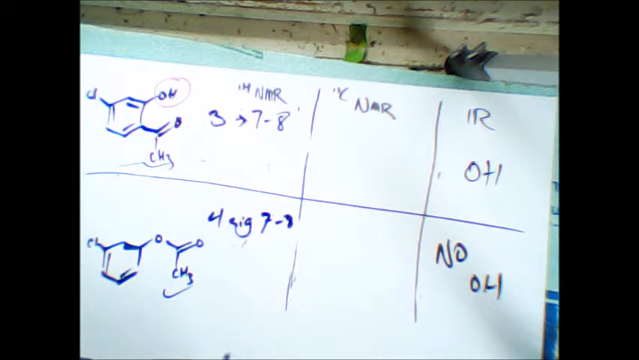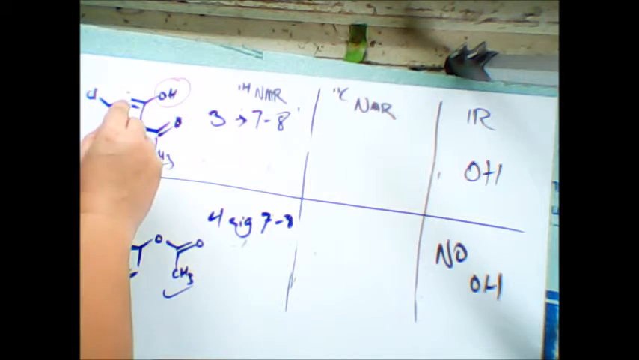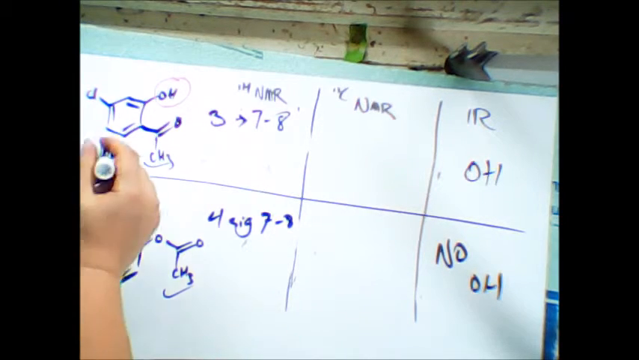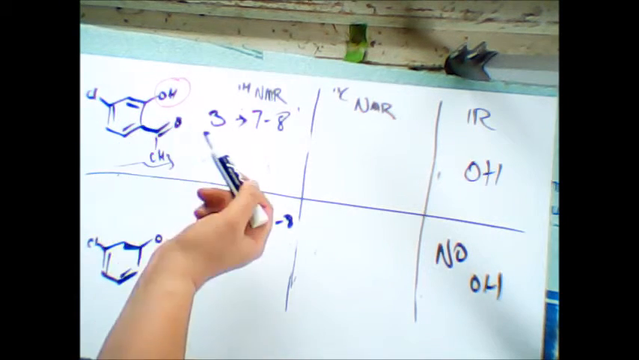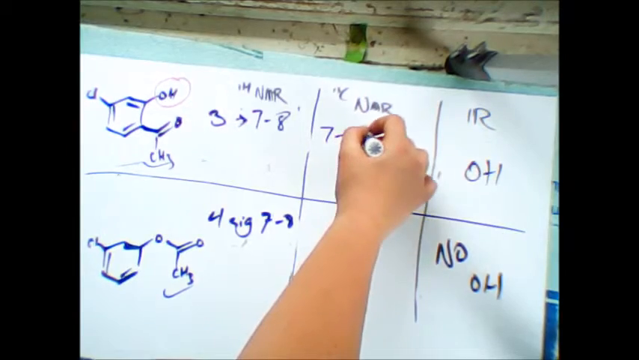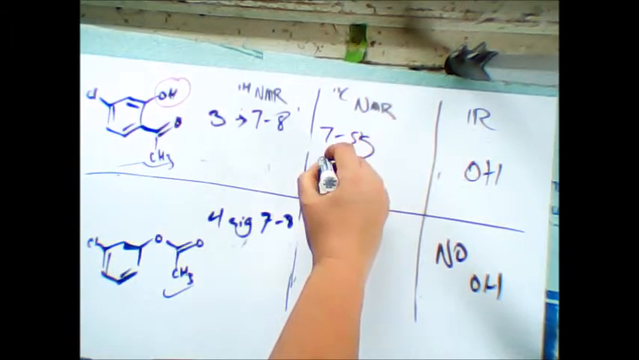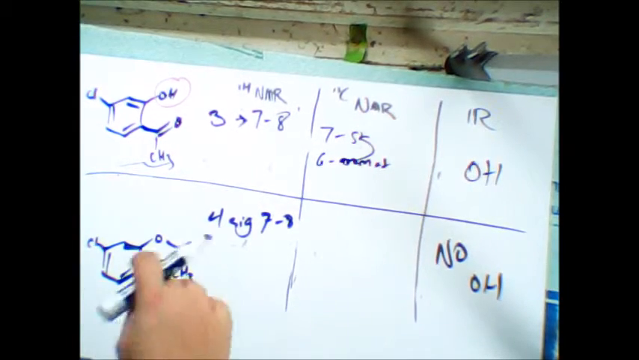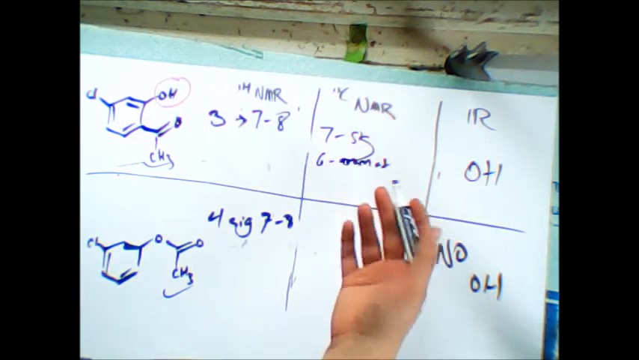C NMR, we're looking at the same sort of thing. But we have 1, 2, 3, well, okay. In either case, we've got a lack of symmetry here. So 1, 2, 3, 4, 5, 6, 7 signals, and 6 of them are going to be aromatic, which is the 120 region. And one of them is going to be a ketone, which is going to be up about 200.